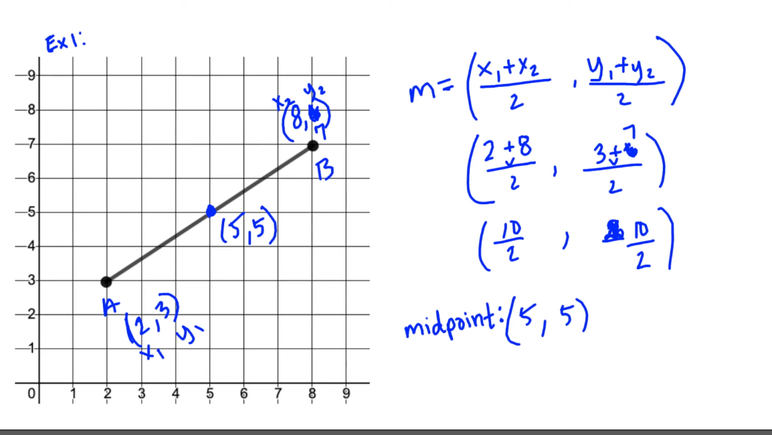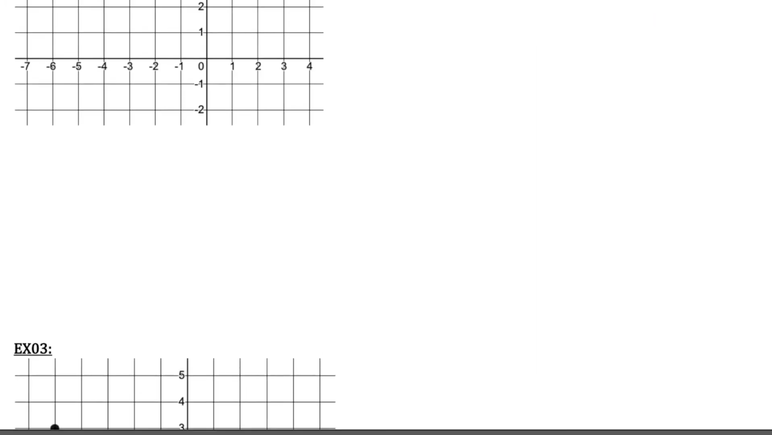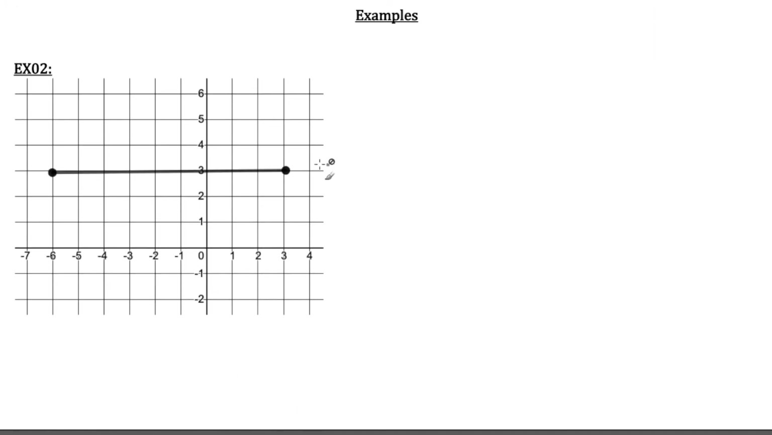Let's try it again. So right here we have 1, 2, 3, 4, 5, 6, 7, 8 at a distance of 9. So 1, 2, 3, 4 and a half. So it should be somewhere right here. Somewhere right there. Let's label our points. Let's use A and B again. I like A and B.